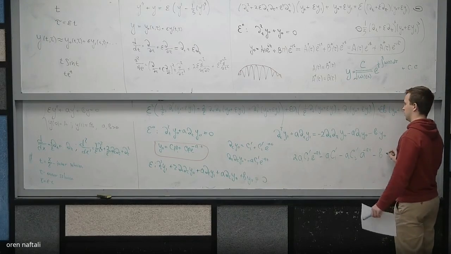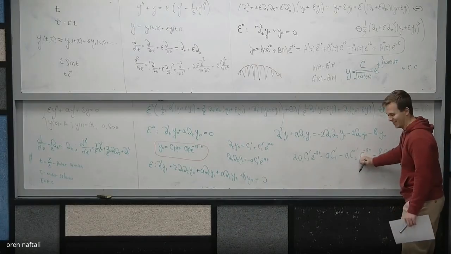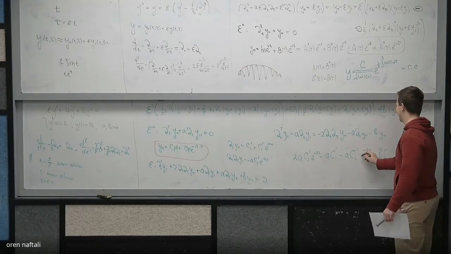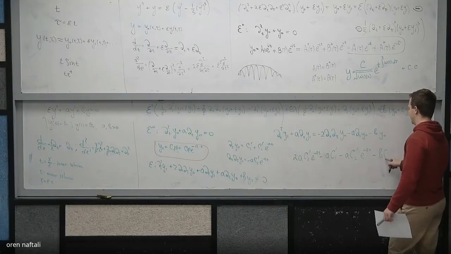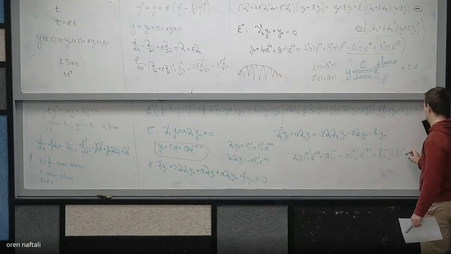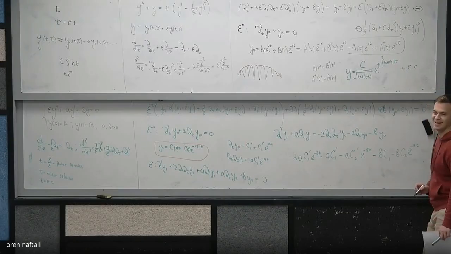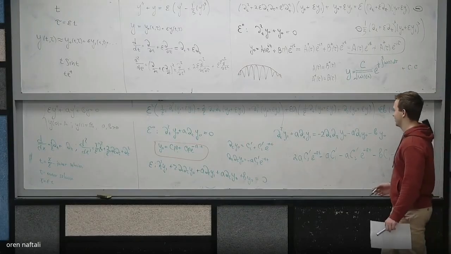e times the solution. The E, not A. Oh, that's it. E, thank you. And b times c1 minus b times c2 e to the minus 8. What the terms are not. Yeah, we need to fix it.